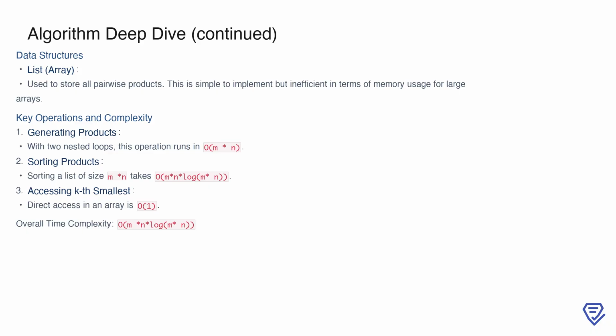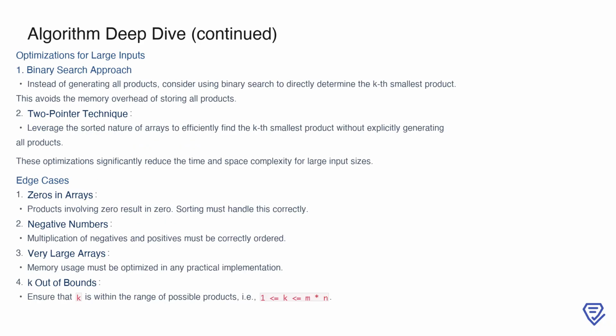This is computationally expensive for large arrays, as the number of products grows exponentially with the lengths of nums1 and nums2. Therefore, while the brute force method is conceptually straightforward, it is not scalable, and we need to explore more efficient solutions. To address the inefficiencies of the brute force approach, we can use more optimized techniques that reduce both time and space complexity. One such optimization is the binary search approach.